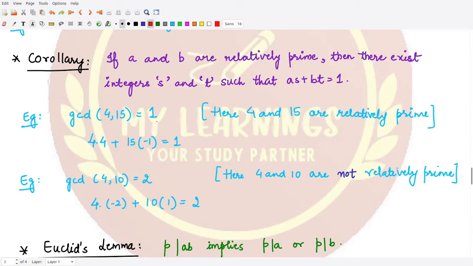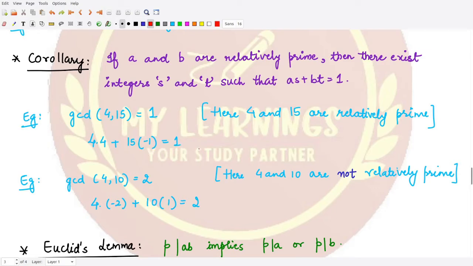For example, if you take 4 and 15, these two are relatively prime to each other. There is nothing in common between them. So you could write 4 times something plus 15 times something, and it should come out to be 1. Why? Because of this corollary. You could multiply 4 by 4, that comes out to be 16. You could multiply 15 by minus 1, that is minus 15. Add up both of them, and you get 1. So this is true.